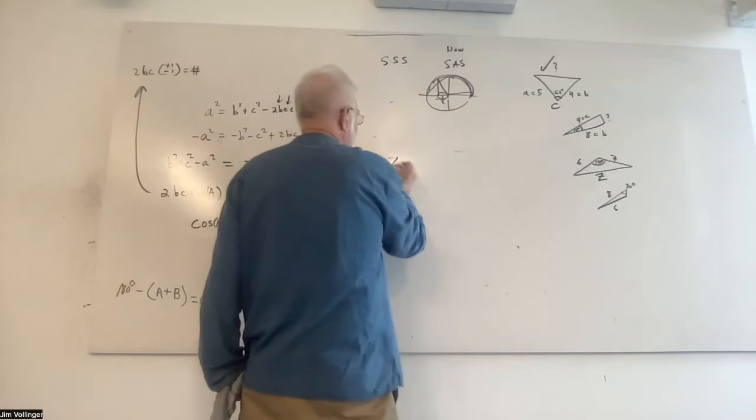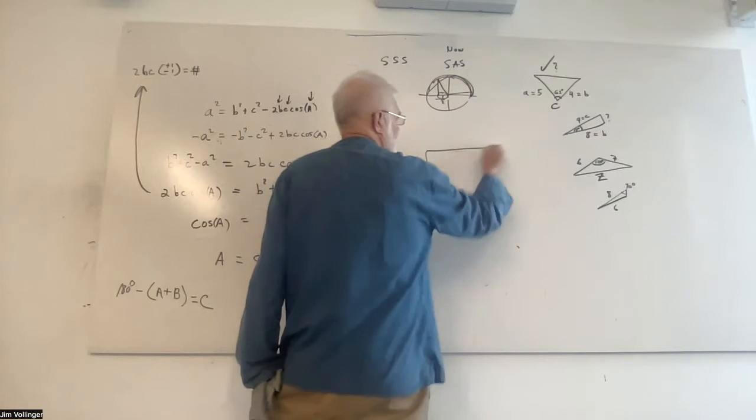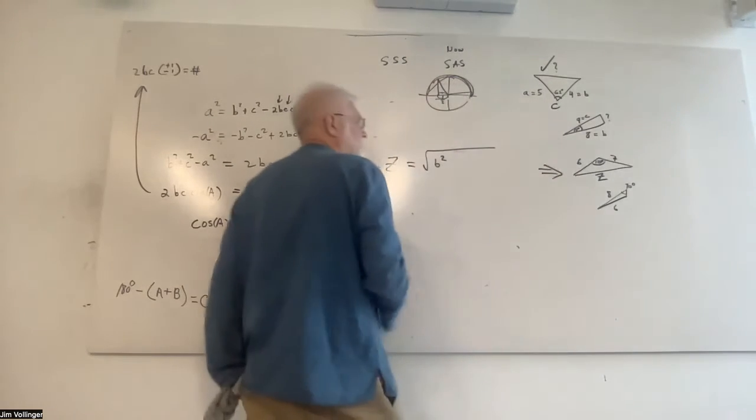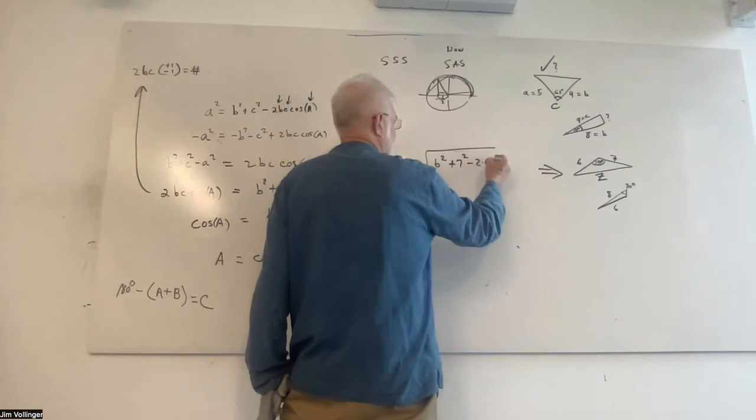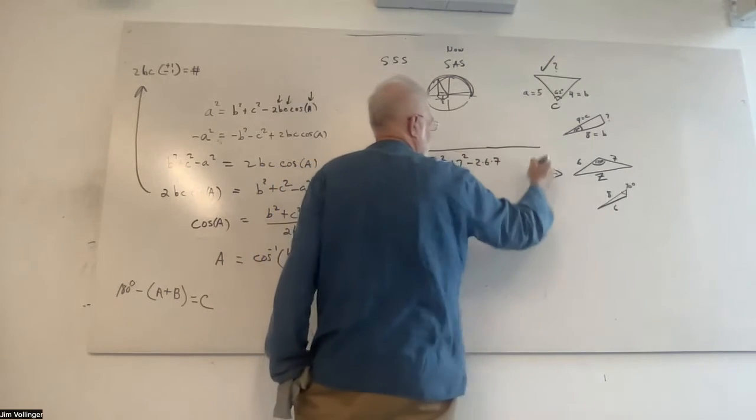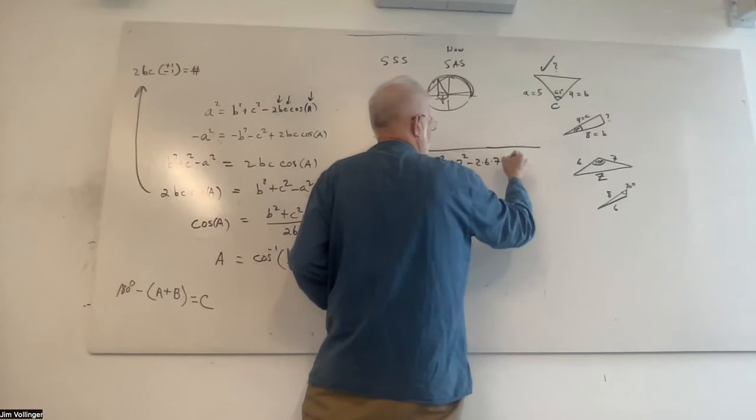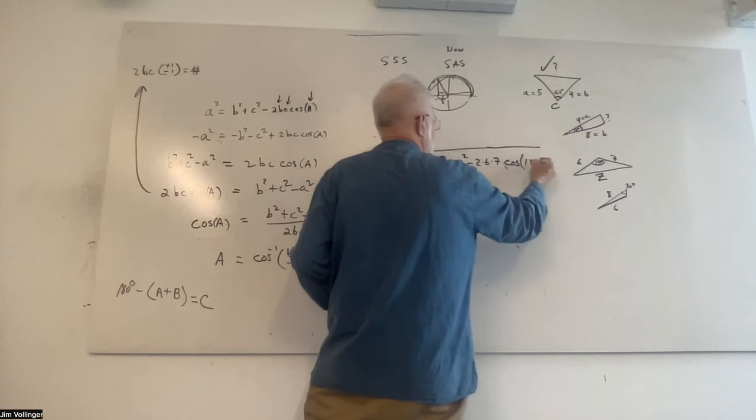So I'm trying to find Z. So Z is going to come from the square root of 6 squared. We're looking at this one here. So we're looking at 6 squared plus 7 squared minus 2 times 6 times 7 times the cosine of 120 degrees. That's the cosine of 120 degrees.